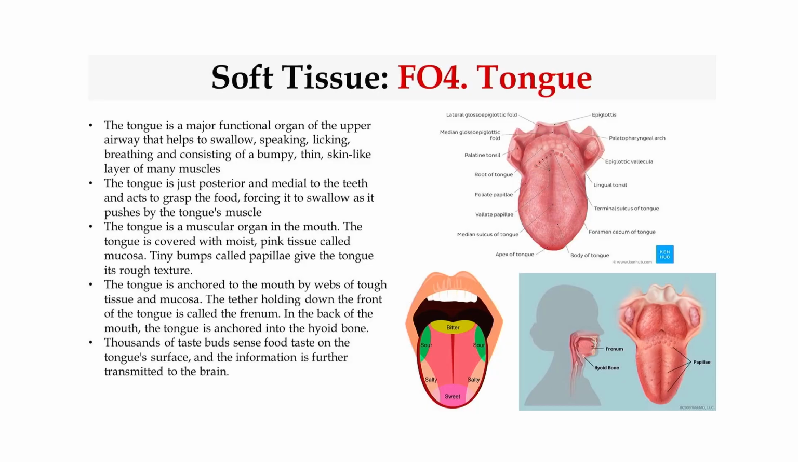Thousands of taste buds sense food taste on the tongue's surface, and the information is further transmitted to the brain. This is what the functioning of the tongue is, right? So looking at the anatomy of the tongue in the picture on the top, we are looking at the lateral glossoepiglottic fold. Very complex terms sometimes to pronounce, right? But they have certain meanings for why they have been named like that.